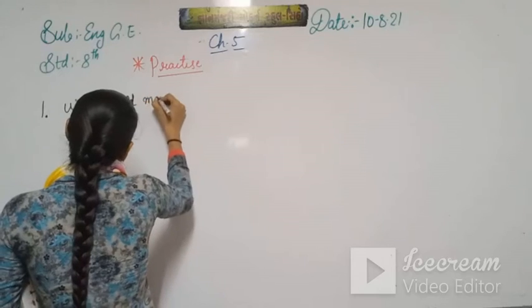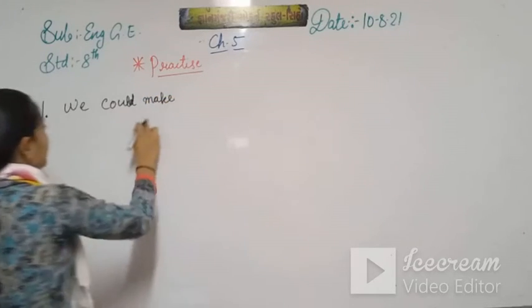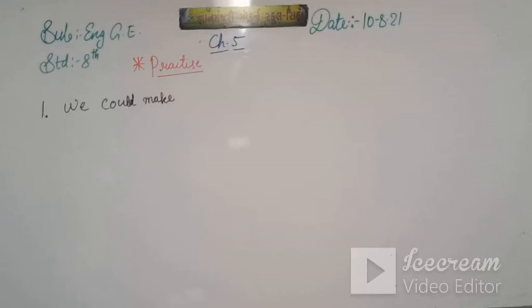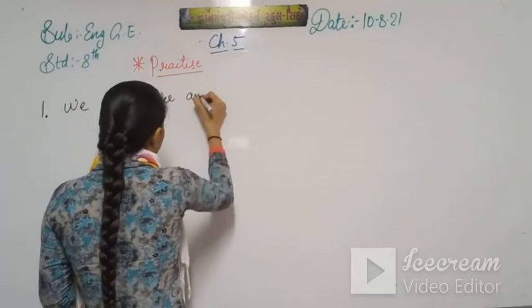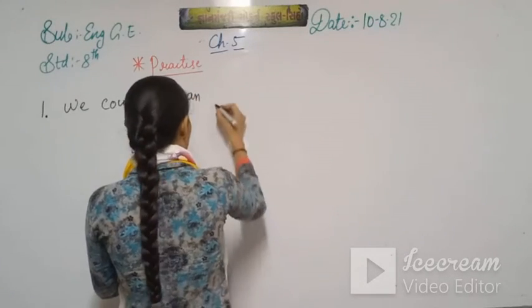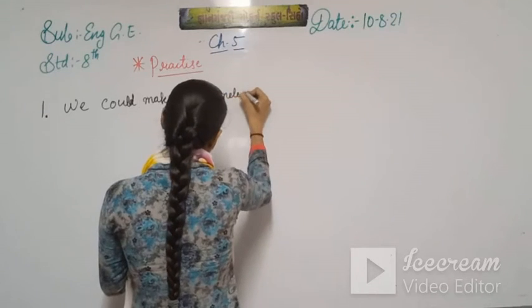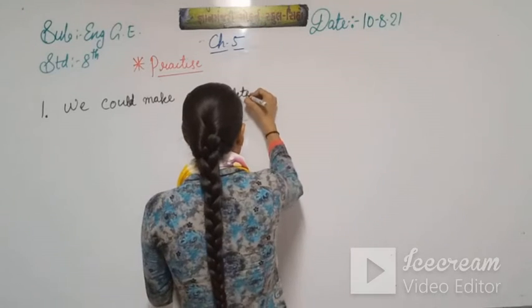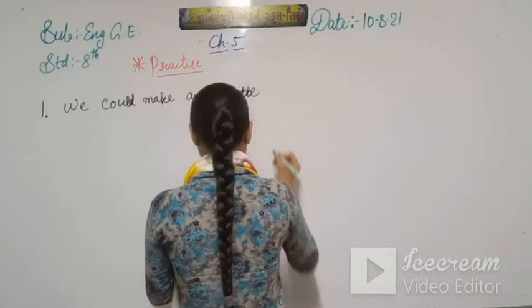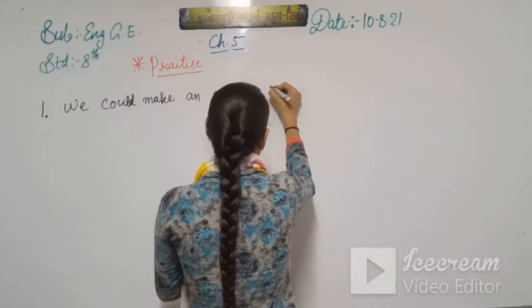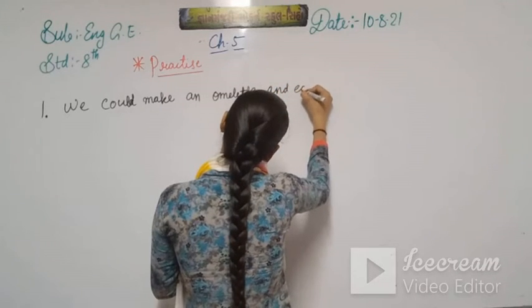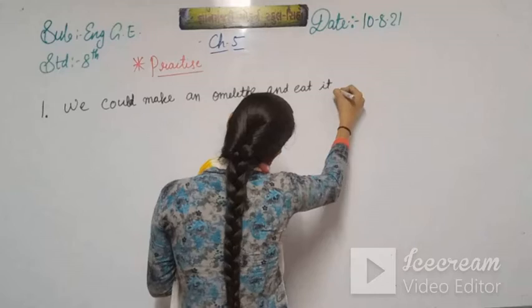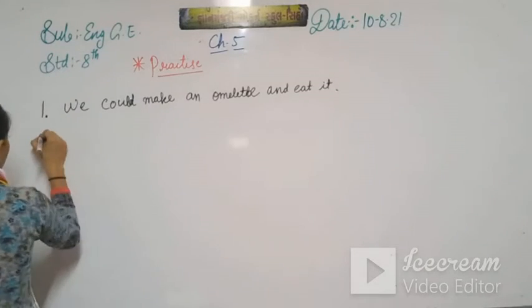We could make, with could the verb that is modal verb. Clear? We could make an omelette. We could make an omelette and eat it. The situation is given and here we write the solution.